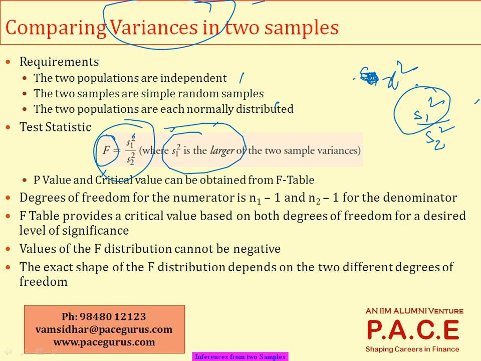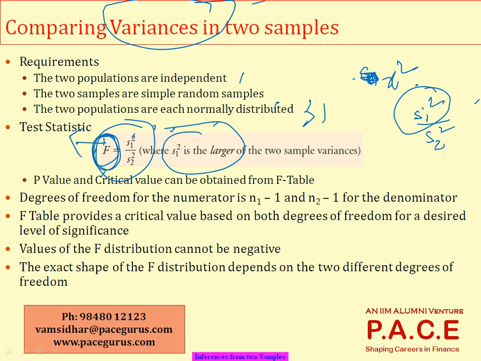when you are computing this F statistic, make sure that S1 squared is the larger of the two, which means this ratio should always come out to be greater than 1. Right? S1 squared by S2 squared, make sure that S1 squared is greater than S2 squared, which means the ratio should come greater than 1. And because we are using the F statistic, even the critical value should come from the F distribution.